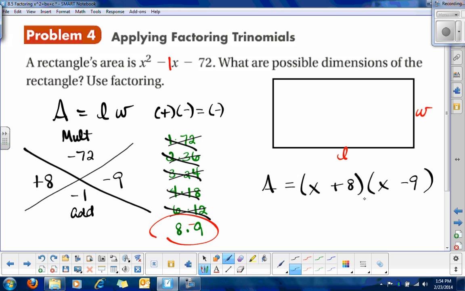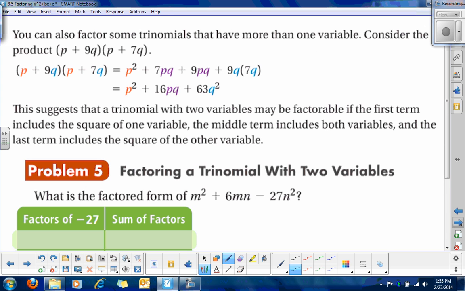One of them could be the length and one of them could be the width. And either one would be the correct length or width because multiplication has the commutative property. Very good. All right. Let's take a look at problem 5.